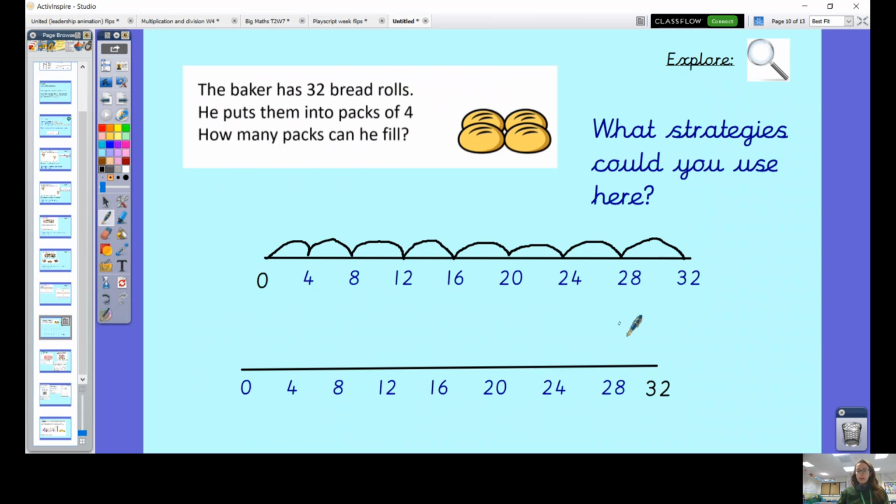Another way of doing it, if I was really great at my 4 times table, I could start at 32 and jump backwards and work out how many packs. Depends how confident you're feeling with your 4s though.